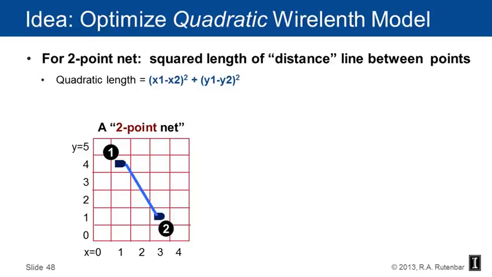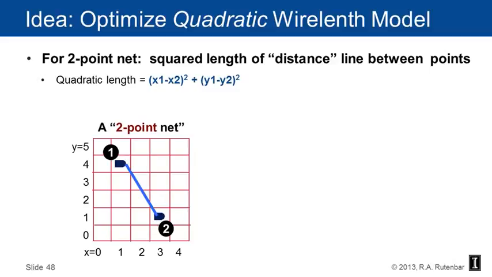The idea is that by optimizing this thing called the quadratic wire length instead of the half perimeter wire length, it has the nice friendly mathematical properties we need to be able to derive a solution. Said differently, why do we pick the quadratic wire length? Because the mathematics works out in a way that we can solve. For a 2-point net, this is actually very simple. This is the squared length of the distance between the points.